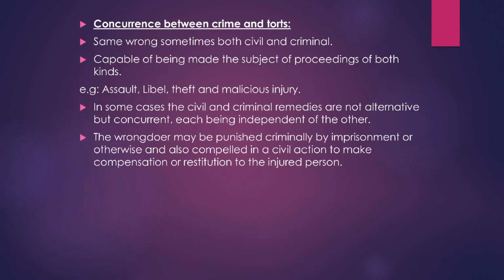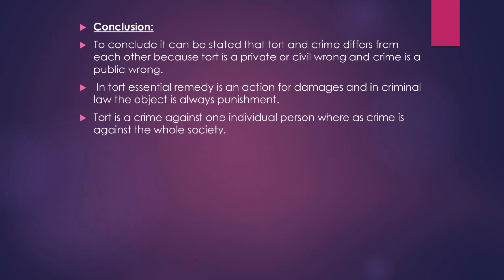Concurrence between crime and torts. The same wrong is sometimes both civil and criminal, capable of being made the subject of proceedings of both kinds, e.g. assault, libel, theft, and malicious injury. In some cases the civil and criminal remedies are not alternative but concurrent, each being independent of the other. The wrongdoer may be punished criminally by imprisonment or otherwise, and also compelled in a civil action to make compensation or restitution to the injured person.